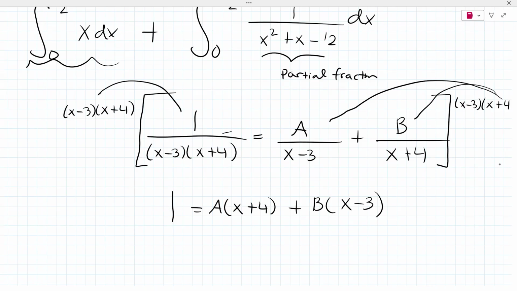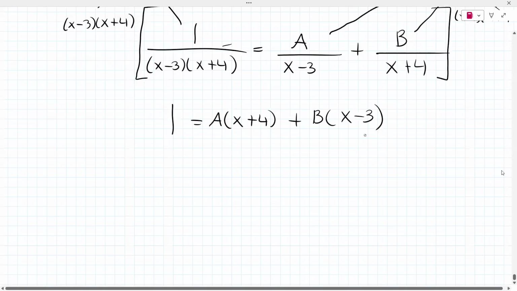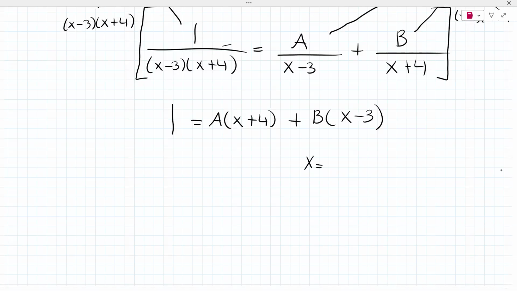Okay. So this is what we get. And then maybe if we set x to 3, something will cancel and we can just find one of our letters. So let's do that. So it's 1 equals a, and then replace x with 3. So it's going to be 3 plus 4 plus b, and then 3 minus 3.